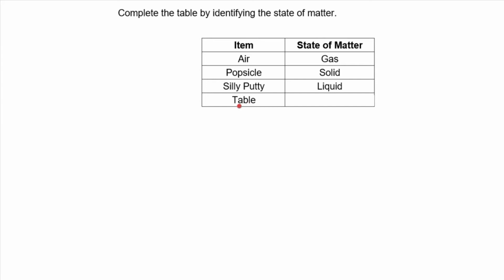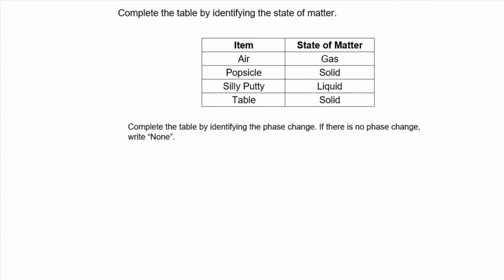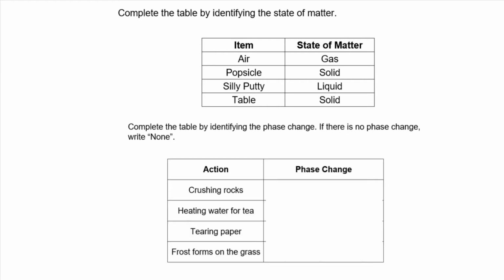Our last item is a table. It has a definite volume, it has a definite shape, so it is also a solid. Next, let's work with phase changes. We will only do phase changes between solids, liquids, and gases in this problem. Our first action is crushing rocks. Is there a phase change? And no, there is no phase change with crushing rocks. We're simply changing the size.